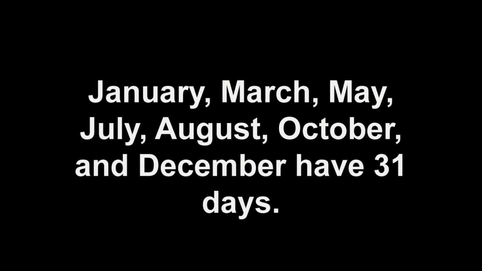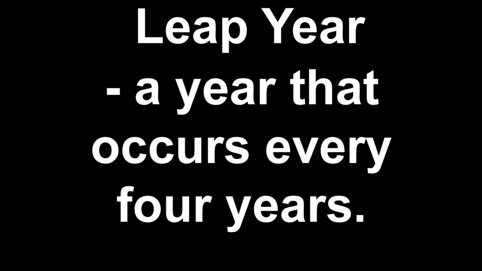April, June, September, and November have 30 days. January, March, May, July, August, October, and December have 31 days. February has 28 days with 1 additional day on leap years. A leap year is a year that occurs every 4 years. February 29th is Leap Day.